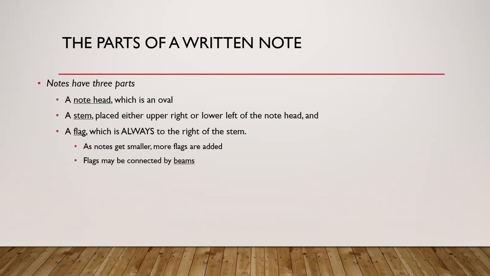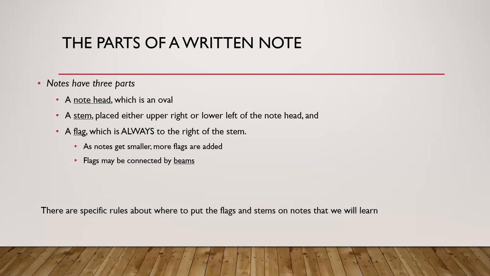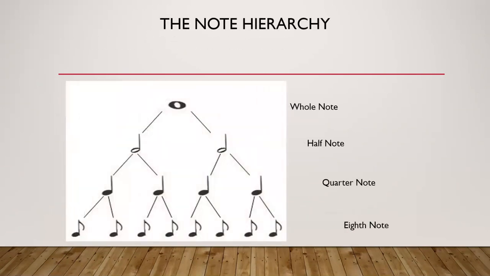These flags are connected by beams, which is the way we write our eighth notes. Since our eighth notes have 1 flag, we tie those flags together and make them a beam, so it is easier for us as percussionists to read. And then there's different rules. We won't be necessarily concerned with where to put flags and stems. But here's our note hierarchy.